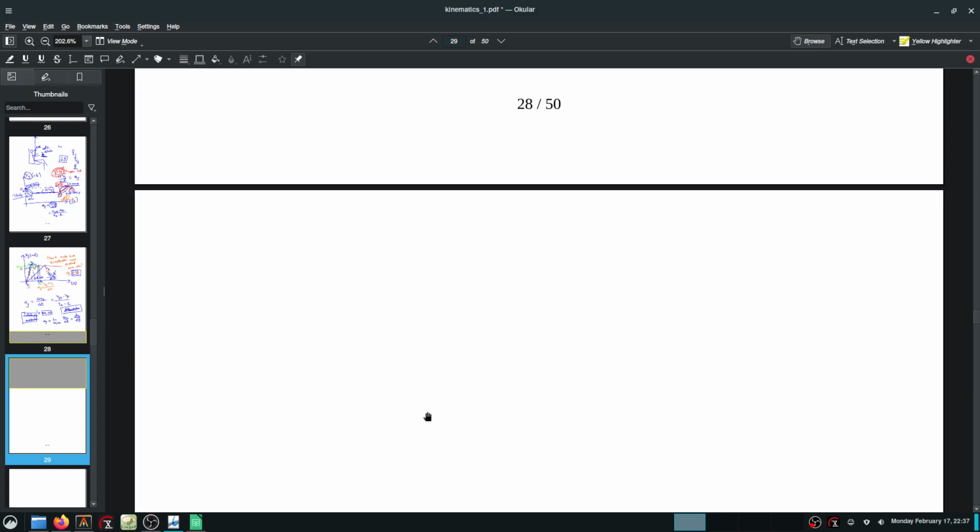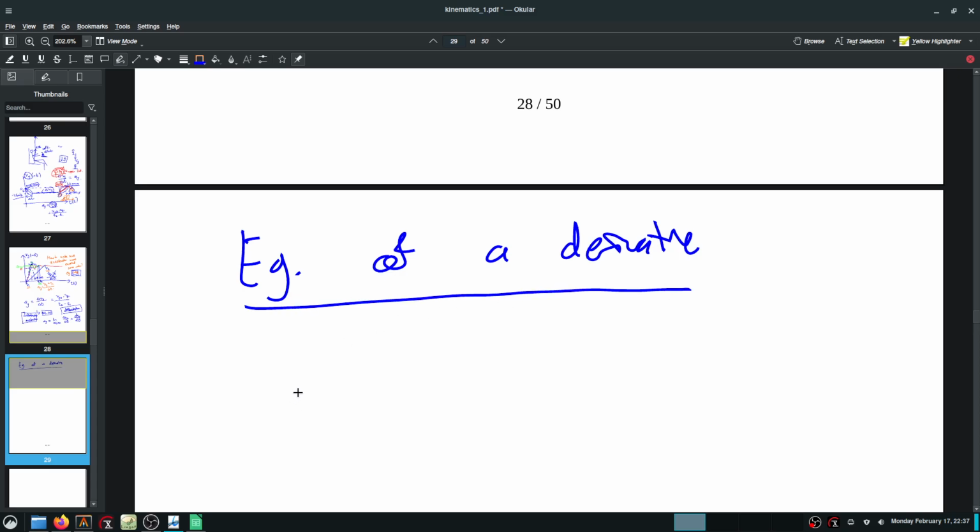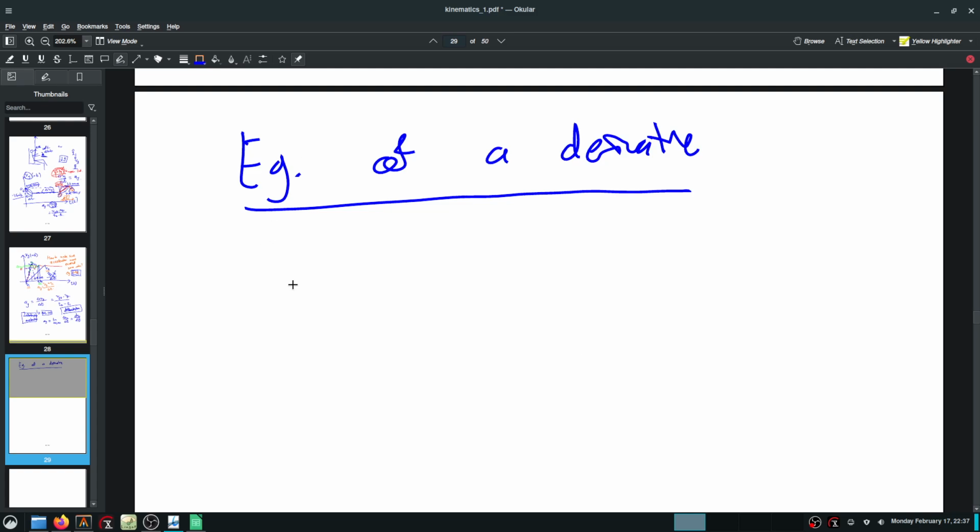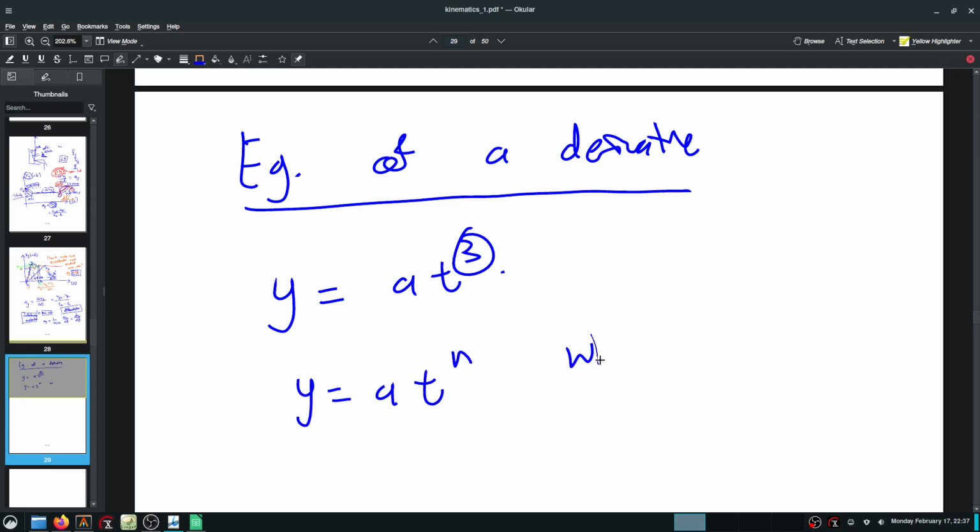Okay, one more thing I would like to share is one example of a derivative. Okay, I want to give you an example of a derivative. Let's say y equals a t cubed, or rather this can be y equals a t^n, where n is some integer. Okay, and I'll say a positive integer.